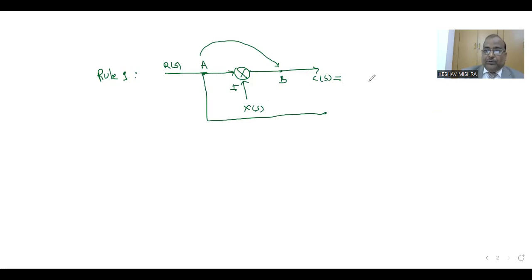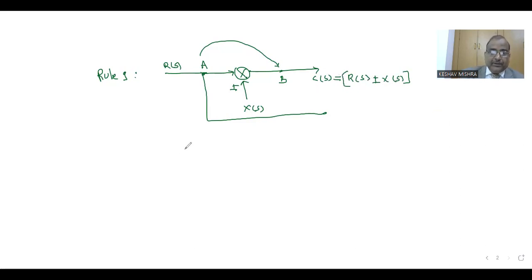In this case also the same concept will be applied. If we find the output CS, then this output is RS plus minus XS. If the output is observed at this point, then it is equal to RS plus minus XS.